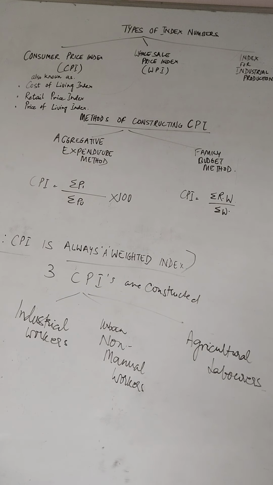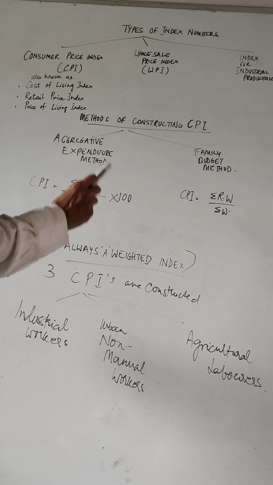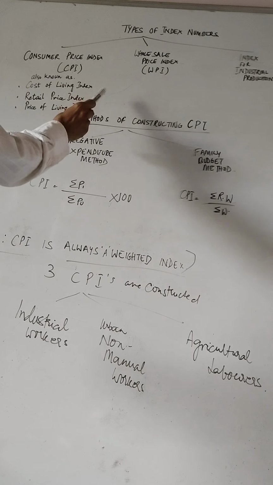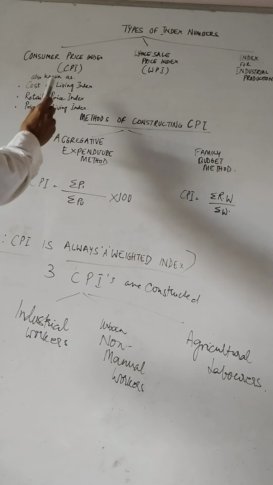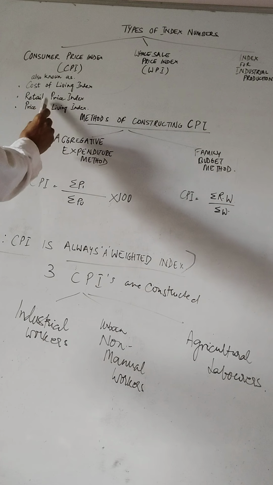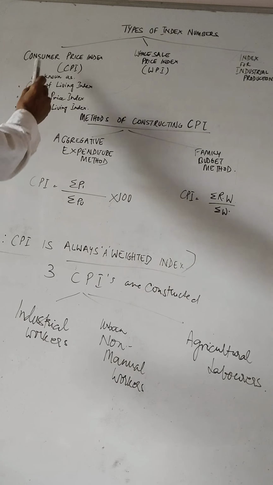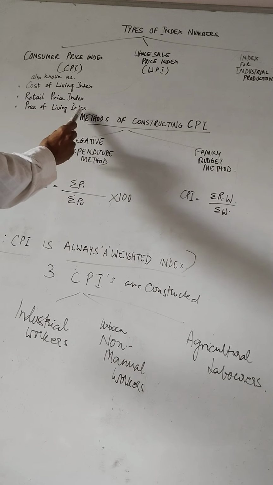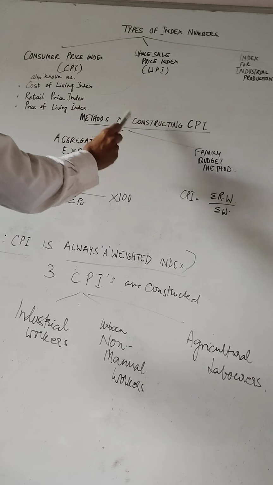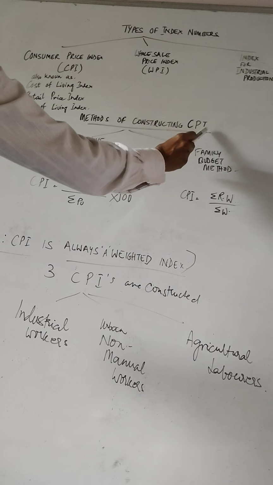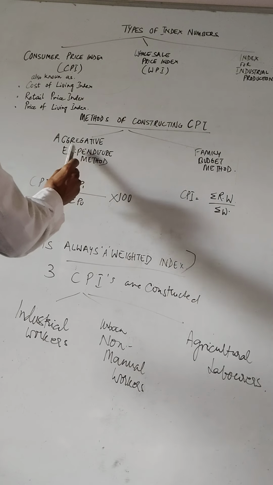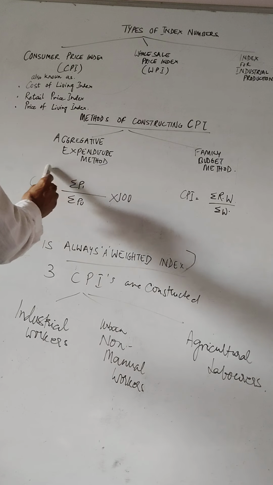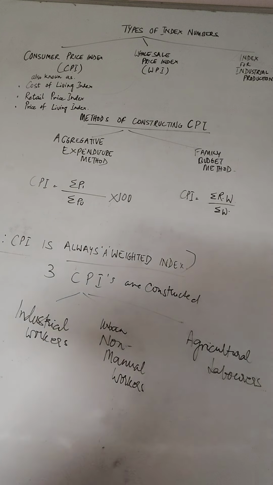Now coming to this, let me just repeat that consumer price index is also known as cost of living index, retail price index, sometimes also called price of living index. And there are two methods of constructing the consumer price index. One is the aggregative expenditure method. This is the formula.